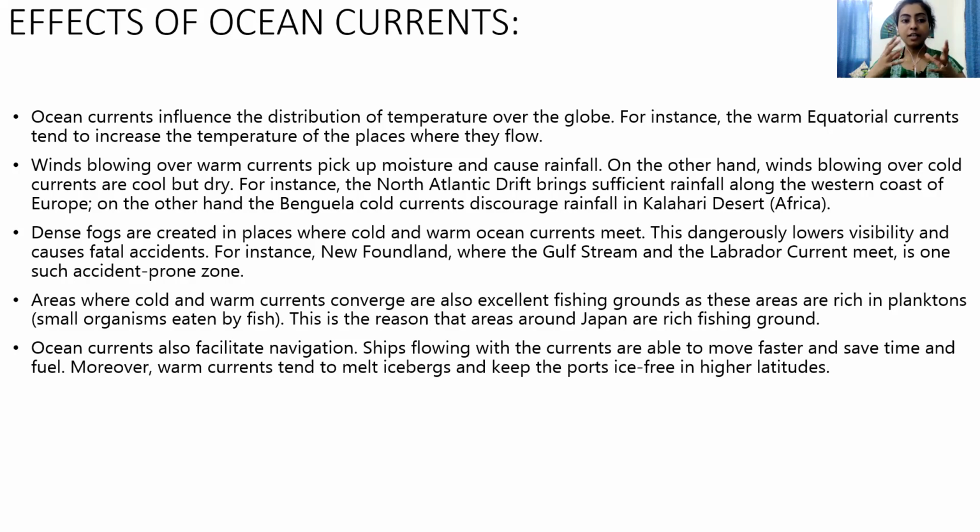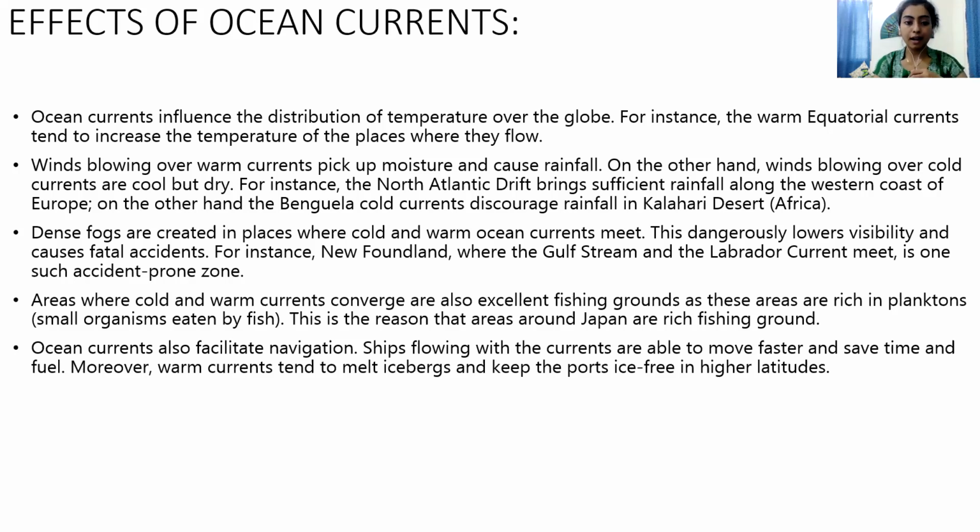Fourthly, areas where warm and cold ocean currents meet are excellent grounds for fishes. Like when we take a bath, sometimes with hot water we also mix cold water. Why? Because it is very comfortable to take a bath, right? Similarly, for the fishes also, water which has cold and warm currents is comfortable for them. So those places where cold and warm ocean currents meet also become areas for excellent fishing ground. For example, Japan has a rich fishing ground.